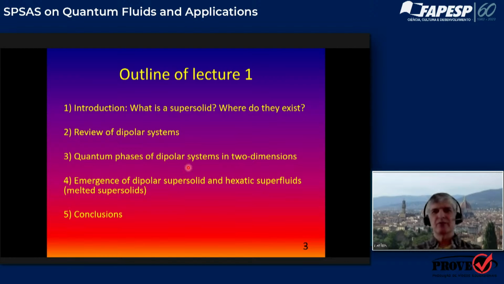Talk about quantum phases of dipolar systems in 2 dimensions, and then talk about the emergence of dipolar supersolids and a melted version of the supersolid, which we call an excitic superfluid, and conclude.